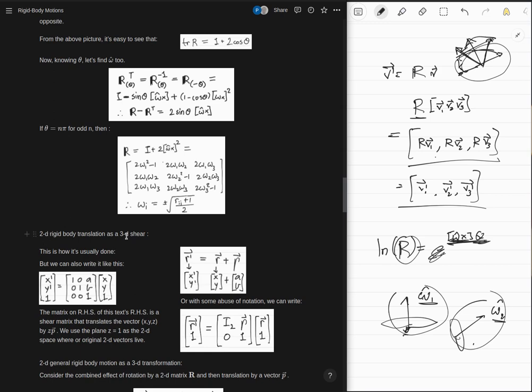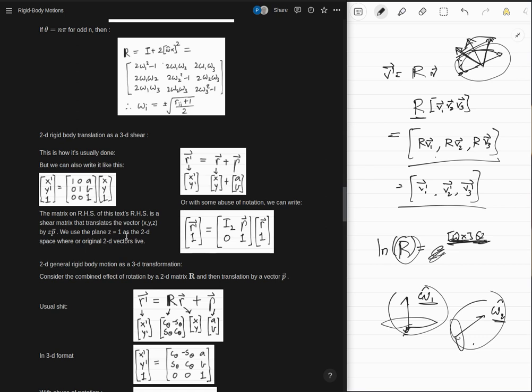2D rigid body translation as a 3D shear. We already figured out what rotation is and how it works. What about translation? First let's go to the 2D case. Say you have x, y as your original vector and you want to get x dash, y dash, which is the translated vector. So you translate by a, b. The usual way to do that is just this: you add these two vectors. But there's another way to do that, which I wouldn't say is better, but it's a way that involves matrices.